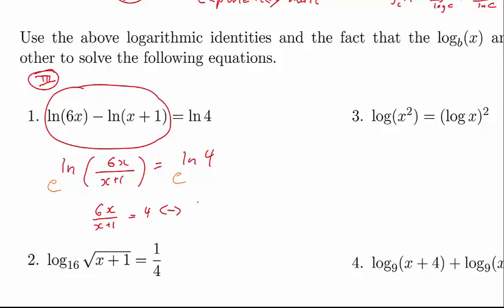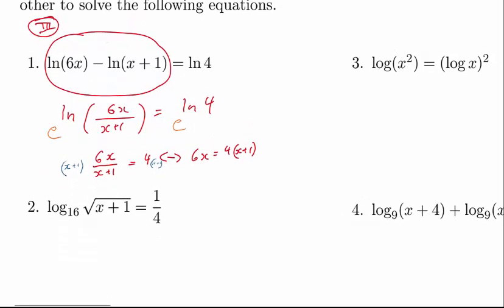Multiply both sides by x plus 1. We get 6x equals 4 times x plus 1. Go ahead and make sure you can see what's going on here. We're multiplying both sides by x plus 1. All right, and now we just start solving for x.